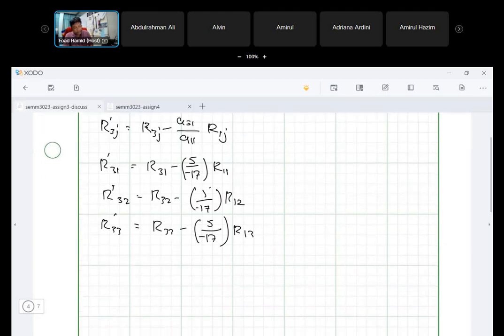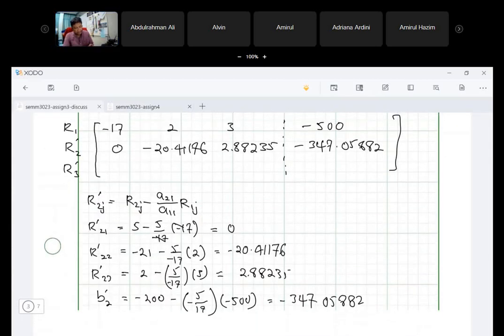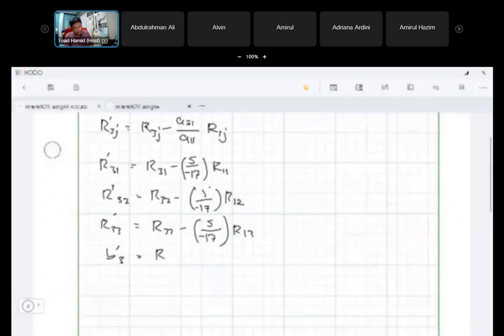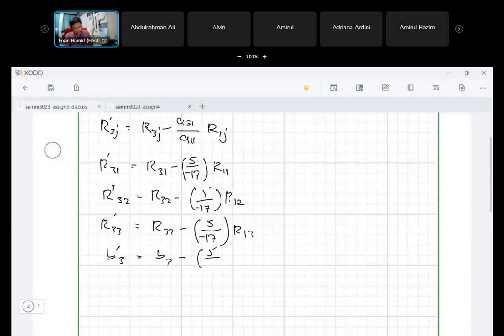R33 prime equals R33 minus the coefficient times R13. And then B3, wait, what's the formula? B3 prime is equal to B3 minus 5 over 17 B1. So this is the formula. So you can just do this.